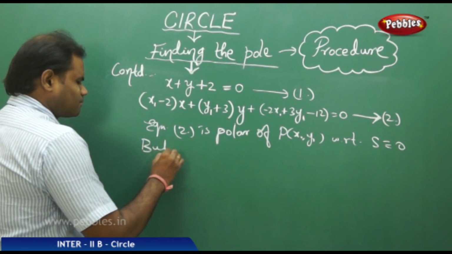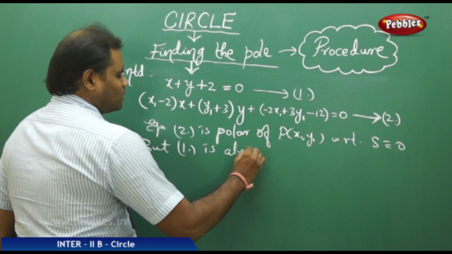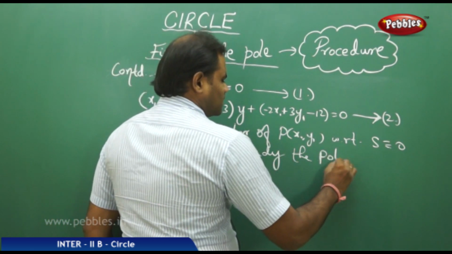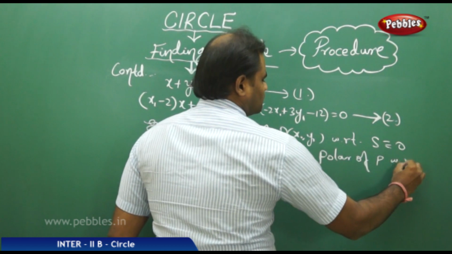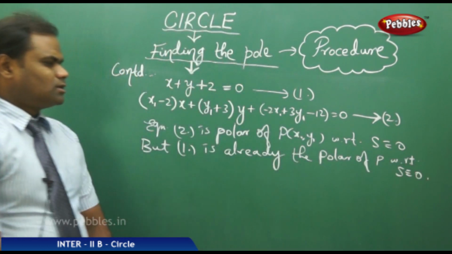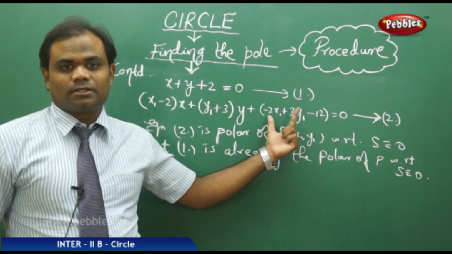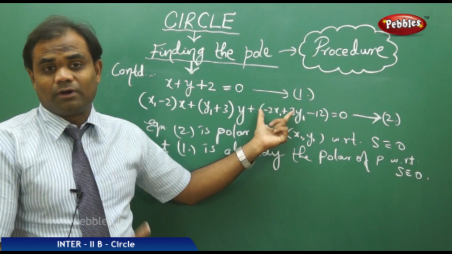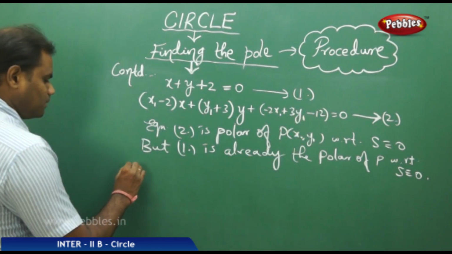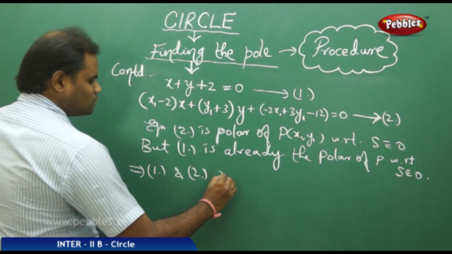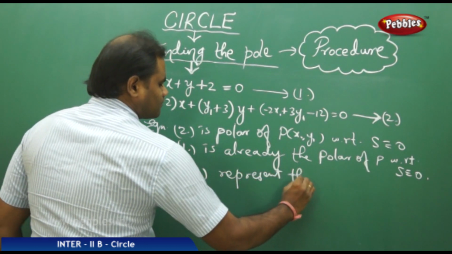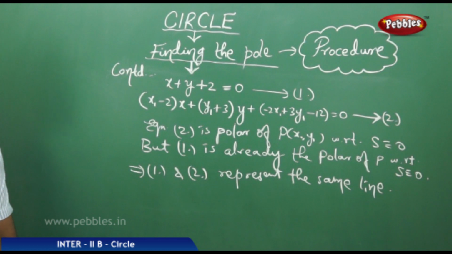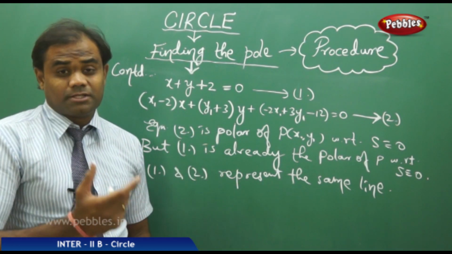But 1 is already given to be the polar of P with respect to S equal to 0. So this makes me understand that 1 and 2 represent the same line, because this is the polar of the circle and this also is the polar which we found using the formula for the circle. That implies 1 and 2 represent the same line, is how we understand.